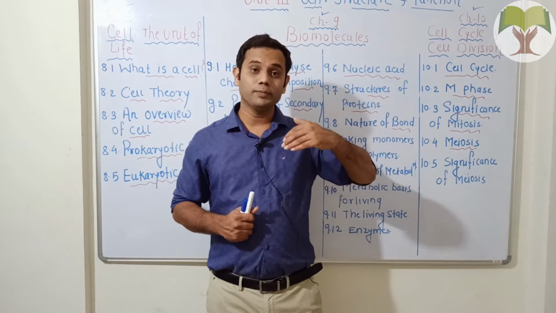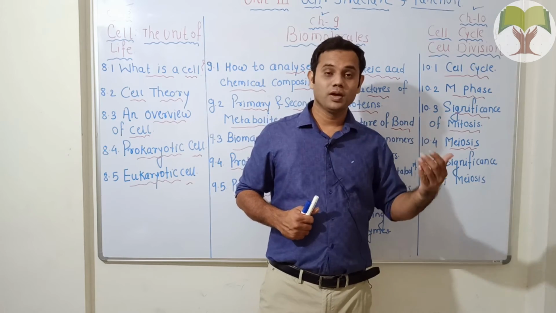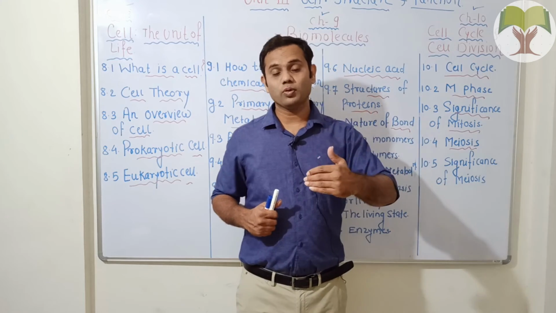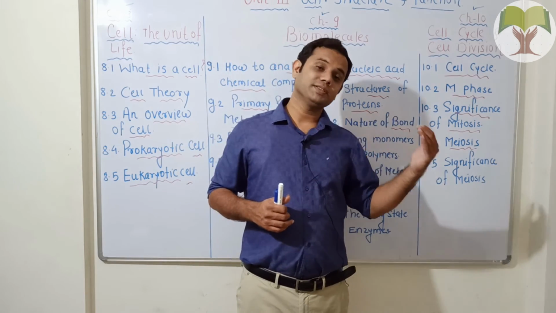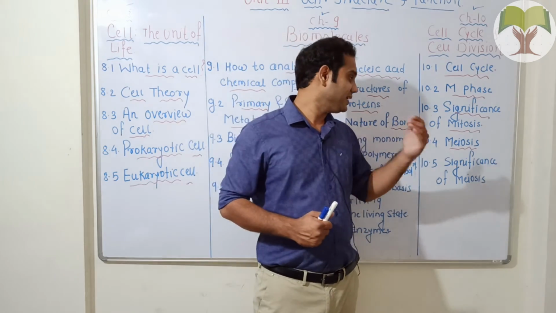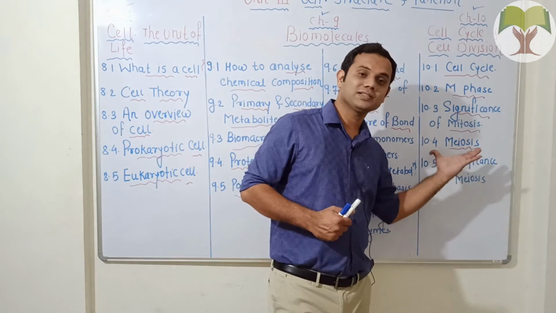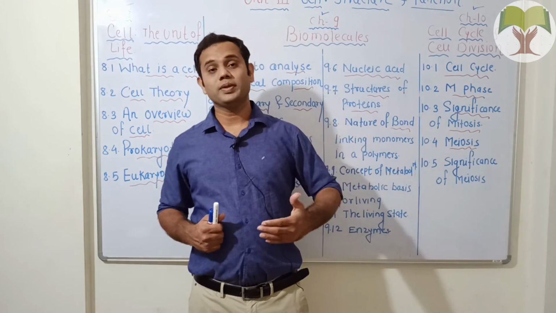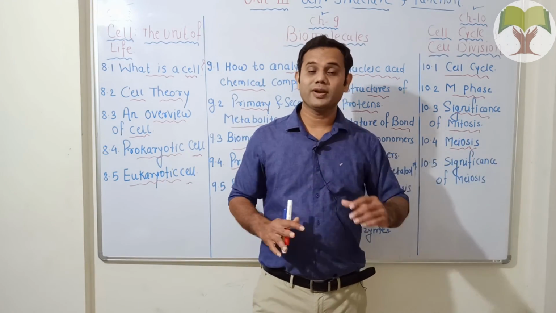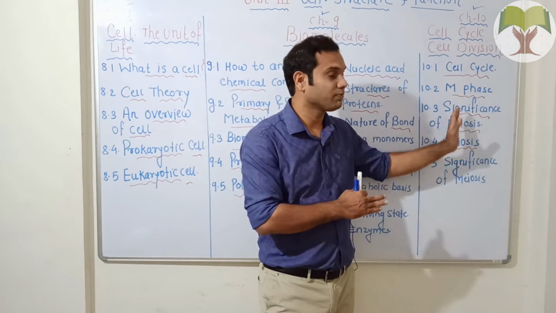Meiosis consists of meiosis first and meiosis second. Meiosis first consists of prophase first, metaphase first, anaphase first, telophase first. Even prophase first is very complicated, which consists of different substages like leptotene, zygotene, pachytene, diplotene and diakinesis. So all these stages will be studied in this meiosis, and at last we will study the significance of meiosis. Why is meiosis important? Because it is the major phenomenon in the process of reproduction. So all these interesting facts will be studied in this chapter number 10.